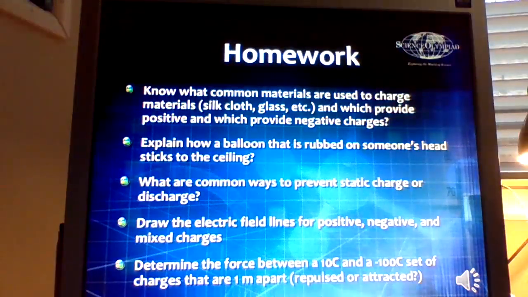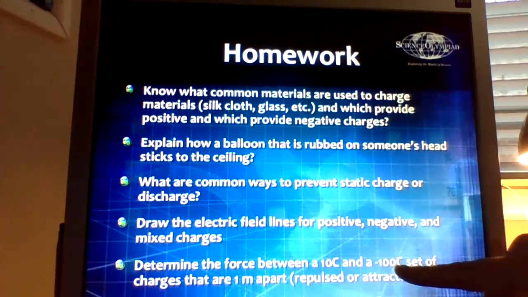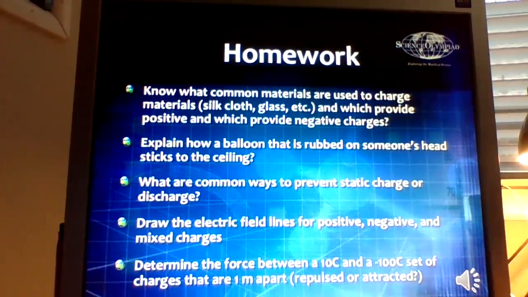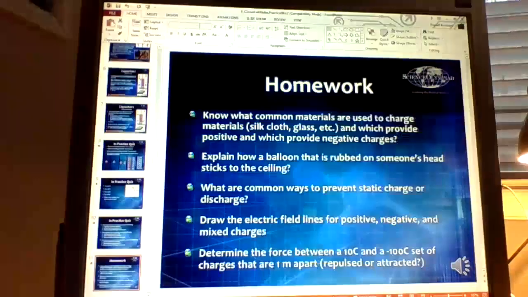Draw the electric field lines for positive, negative, and mixed charges, and determine the force between 10 coulomb and minus 100 coulomb charges that are 1 meter apart. Now, them being 1 meter apart, that's going to mean that they're going to have very little attraction. Since one's positive and one's negative, they're obviously going to be attracted to each other. But the thing to keep in mind is that I want you to get used to the concept that the further apart we take two charges, the force drops off as 1 over r squared.